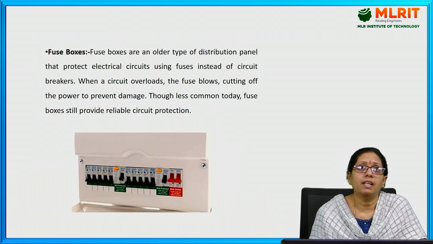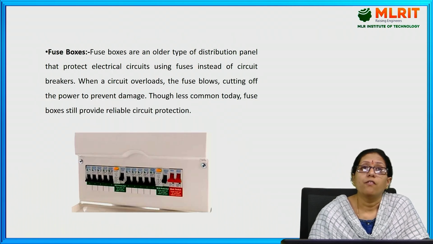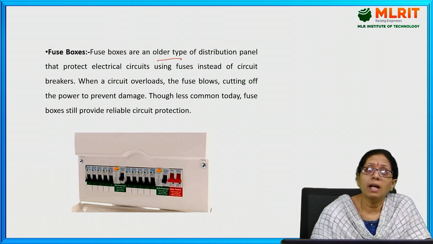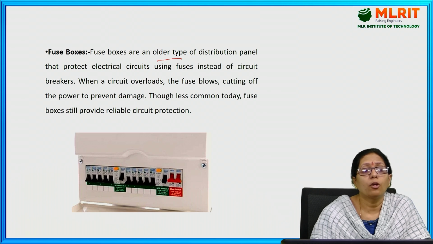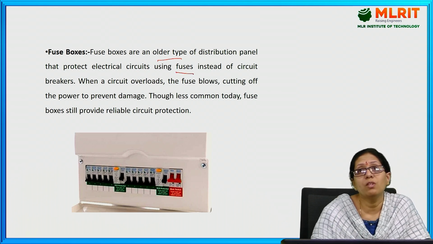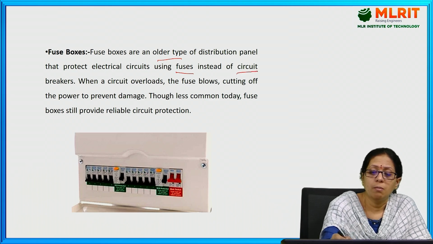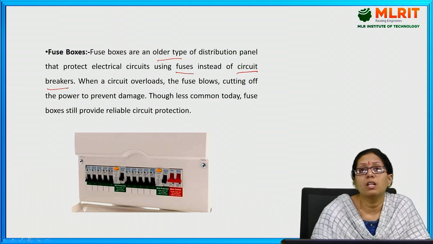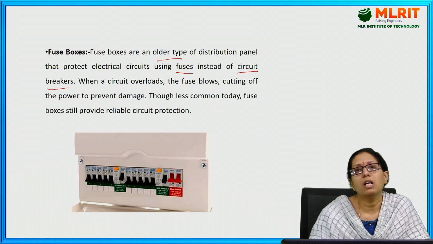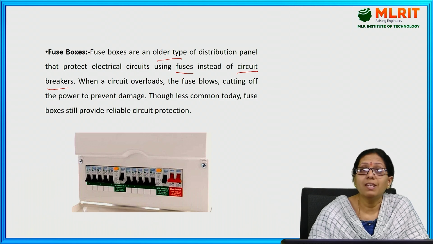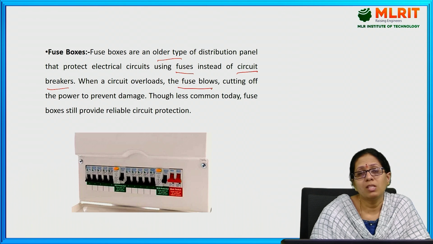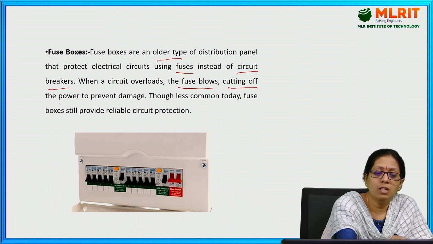The next category is the fuse box. A fuse box is an older type of distribution panel that protects electrical circuits by using fuses instead of circuit breakers. Previously we used fuses; now we use circuit breakers. When the circuit overloads, the fuse blows and the power is cut off.